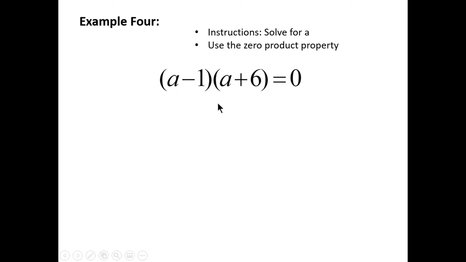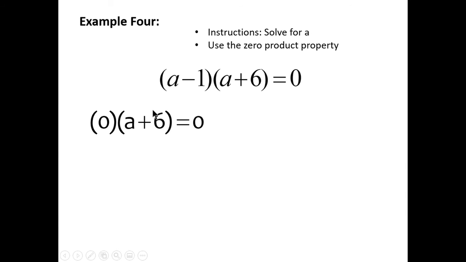Okay, so we're multiplying these two things together, and the answer is 0. Well, by the zero product property, we know that either that thing has to be 0, or that thing has to be 0. And we're going to find out what number a actually is. What is a that would make this thing true, that this times this is 0? a equals what? Well, if this is 0, right, then this is true. So 0 times a plus 6 is 0, right? If the a minus 1 is 0, then 0 times this is going to be 0.